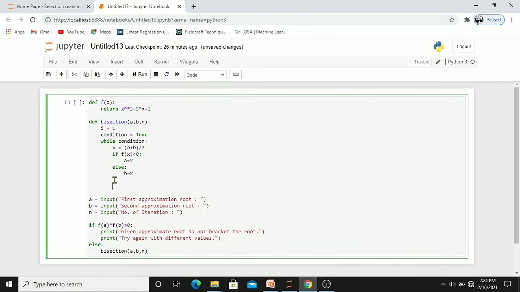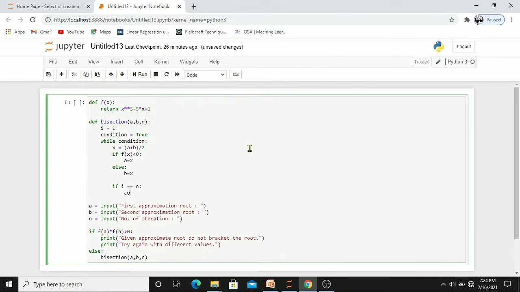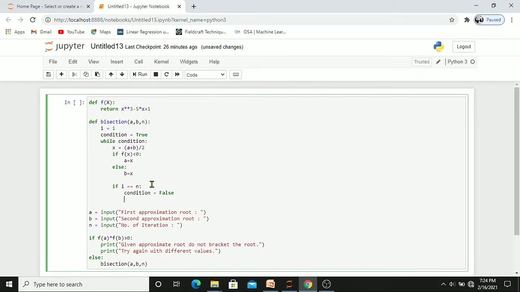And here, if i is equal to n, a comparative statement, then what? Then the condition should be taken as false. That means we are done with our number of iterations, right? If the condition is false, then when it goes for the loop execution again, the condition will be false, and there will be no execution. So up to n number of iterations only we will have the executions. So if i is equal to n, then the iteration will be stopped.